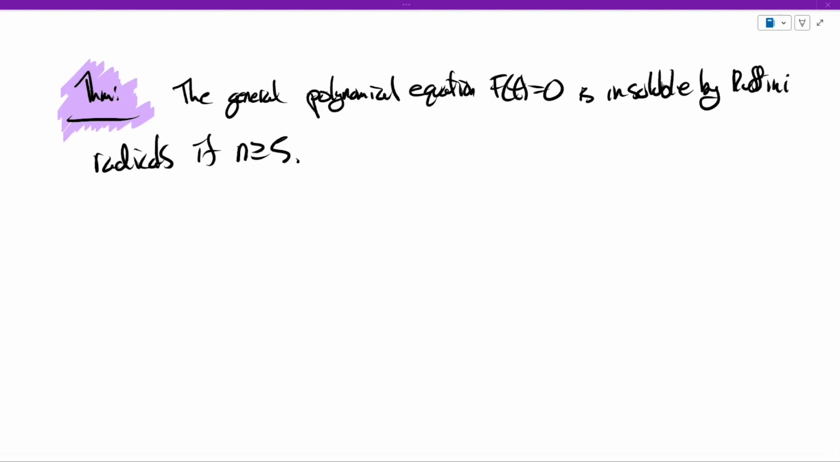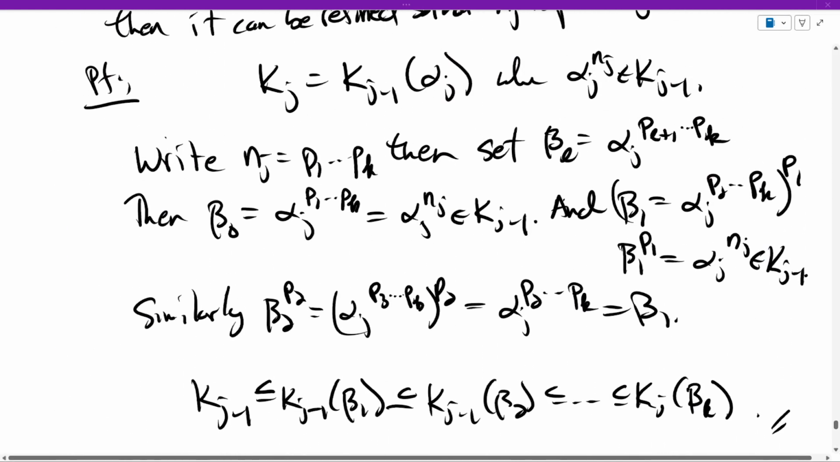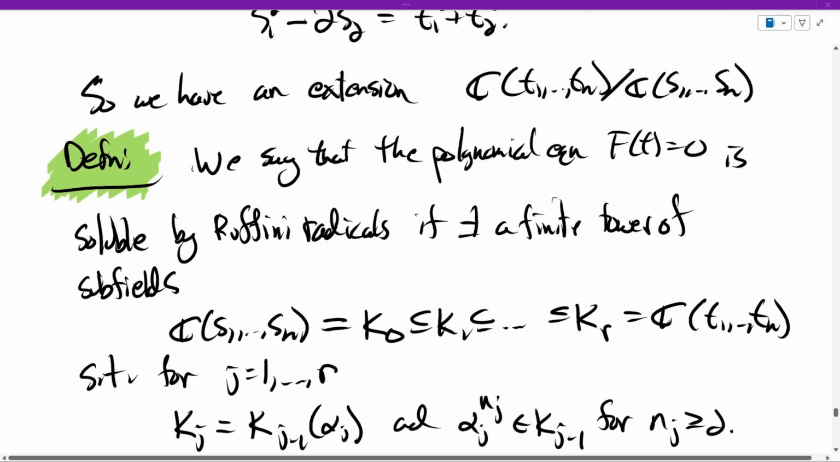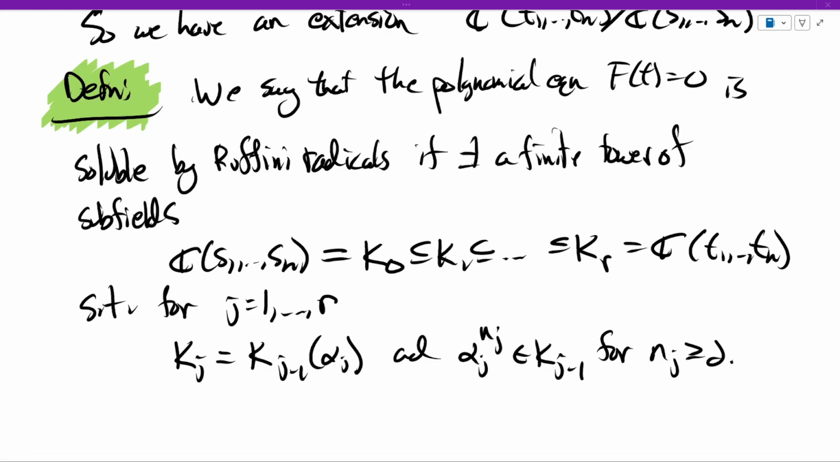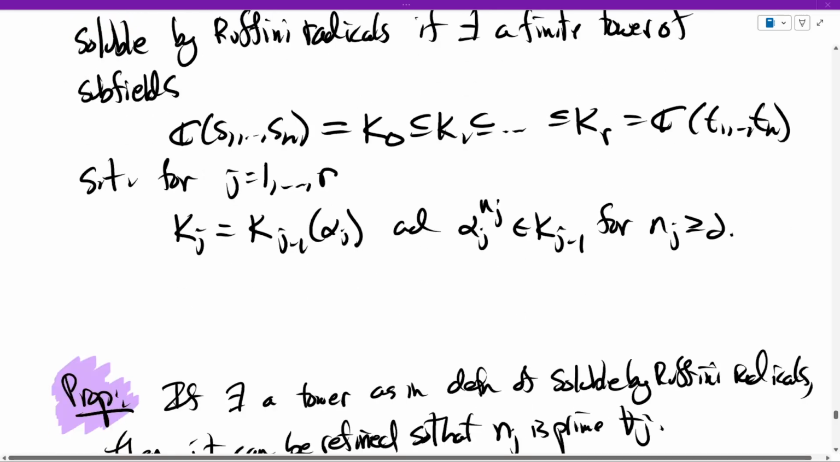All right, we're going to prove that the general polynomial equation is insoluble by Ruffini radicals if n is at least 5. So what does that mean? It means that we cannot create such a tower where we iteratively add roots from the coefficients of f. So we iteratively add nth roots to go from one step to the next.